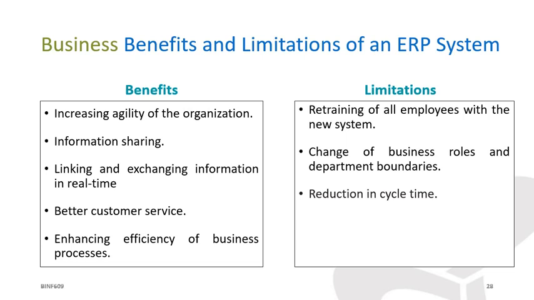Efficiency of business processes are enhanced due to business process re-engineering of organization functions. The limitations of ERP systems from business viewpoint include retraining of all employees with the new system can be costly and time-consuming. Change of business roles and department boundaries can create resistance to the new system. Reduction in cycle time in the supply chain from procurement of raw materials to production, distribution, warehousing, and collection. So let's see the next example of Microsoft ERP implementation.